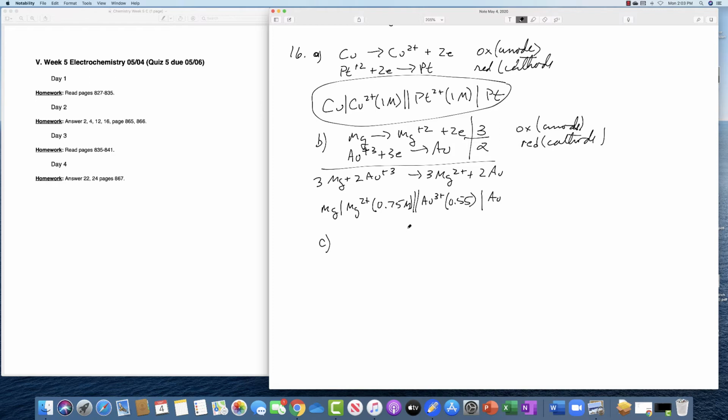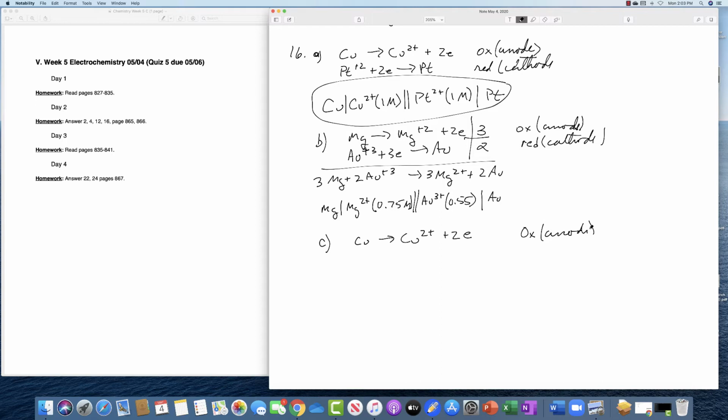C. The third system is a silver electrode in 1 molar silver nitrate, and the other half cell is a copper electrode in 1 molar copper nitrate, and then they tell you that the copper side is the oxidized side. They have to tell you one of those things, or else you don't know how to do this. So that means that the copper is the anode part, and so you have to write it first.